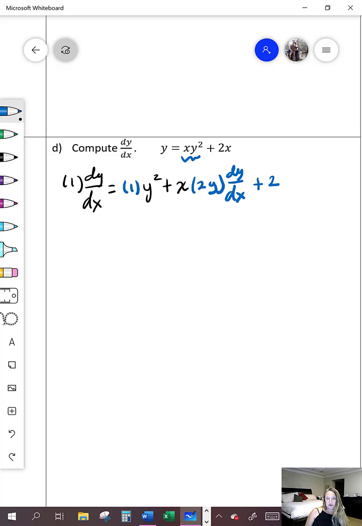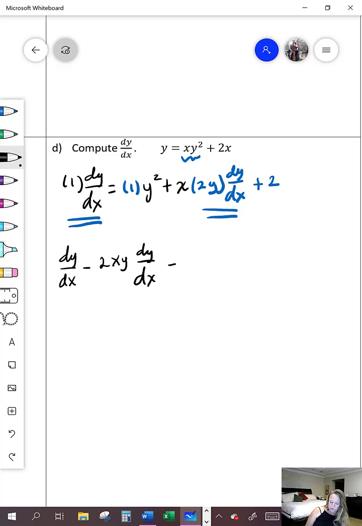So we want to get dy dx by itself, so we want to isolate terms with dy dx. Let's subtract this term. And so we have dy dx minus x times 2y, so minus 2xy dy dx is equal to y squared plus 2. Let's factor dy dx out of both of these terms. If we pull out dy dx, we're left with 1 minus 2xy equals y squared plus 2.